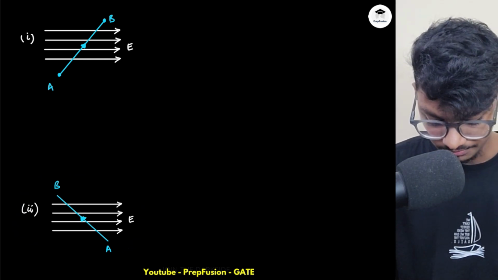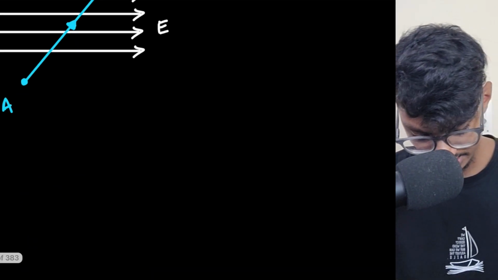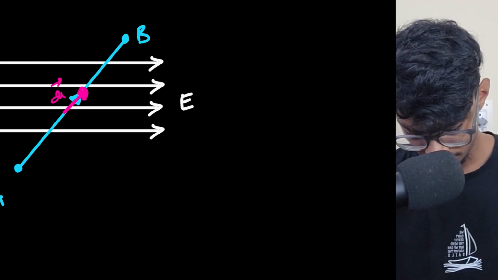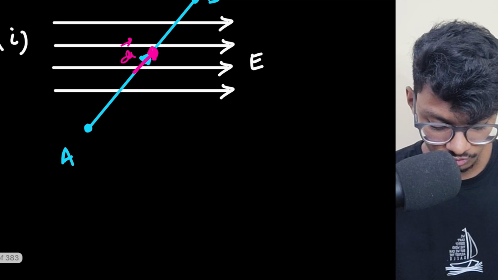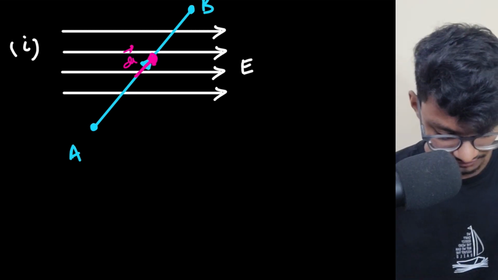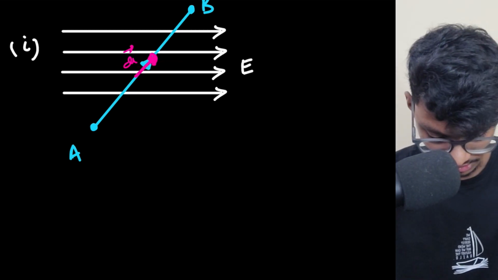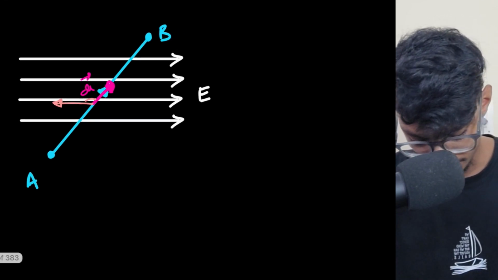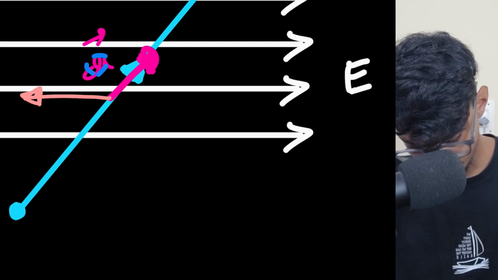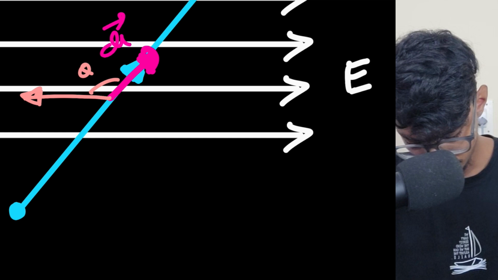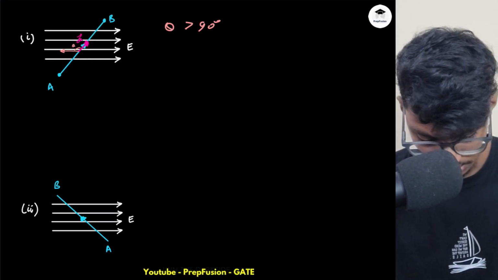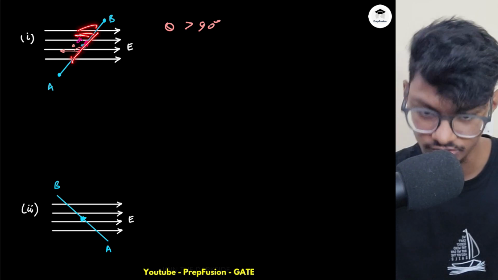Here I observe that my dL vector is in this direction, correct? And what is my external force? The external force has to be in the opposite direction of the electric field, so the external force is in this direction. So what is the angle? The angle theta, from here to here, I can observe is always greater than 90.